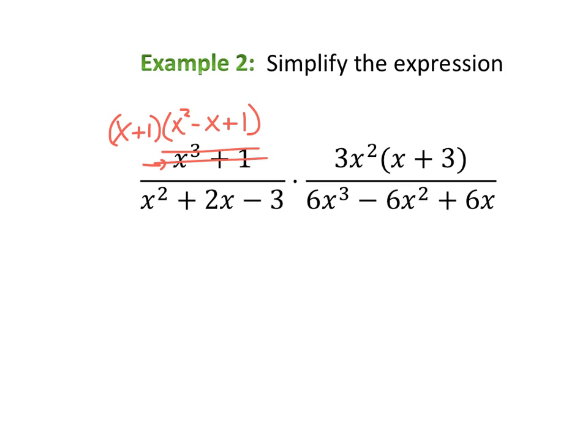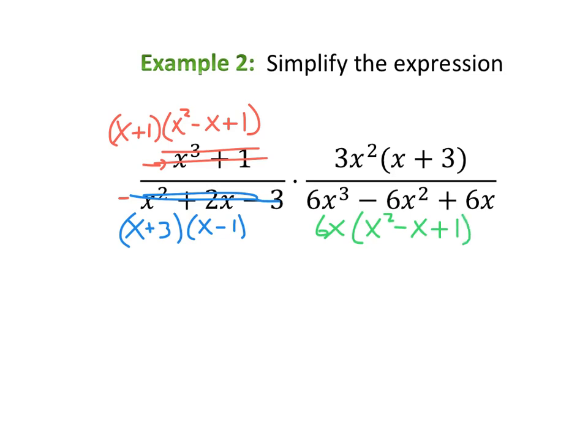When you multiply, you want to factor everything, so I'm going to do the bottom left now. The factors of the bottom left are x plus 3 and x minus 1. I'm going to factor the bottom right. I believe 6x comes out. If I pull 6x out, I get x squared minus x plus 1. I should try to continue factoring this. However, if you try to continue with the box, it's not actually going to factor. And lastly, the top's already factored for us.